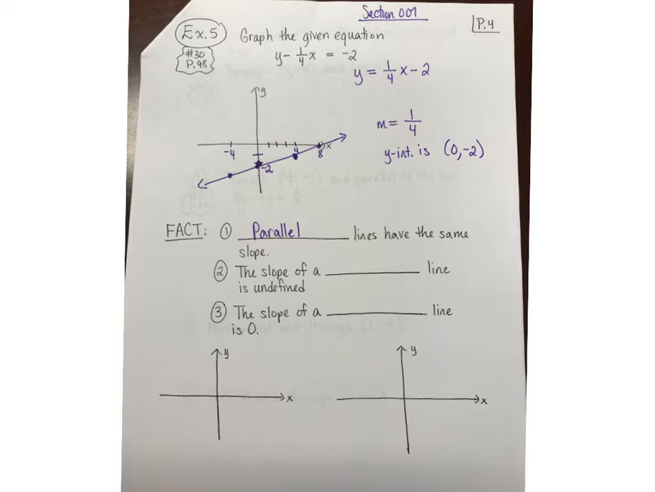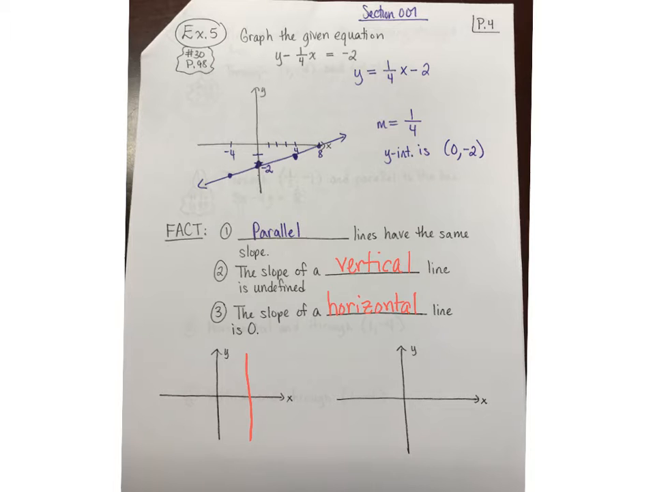Right, so now we're going to finish section 1.3 by starting with page 4, the halfway point. Fact number 2: the slope of a vertical line is undefined. The slope of a horizontal line is 0. So a couple of quick examples to illustrate facts 2 and 3.